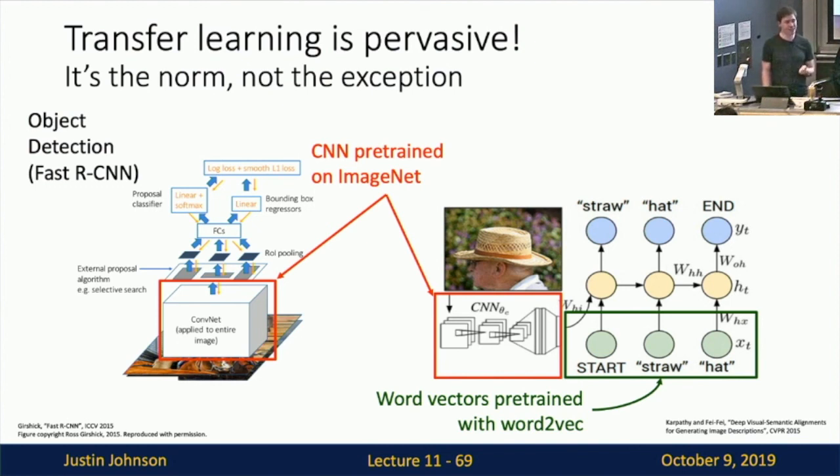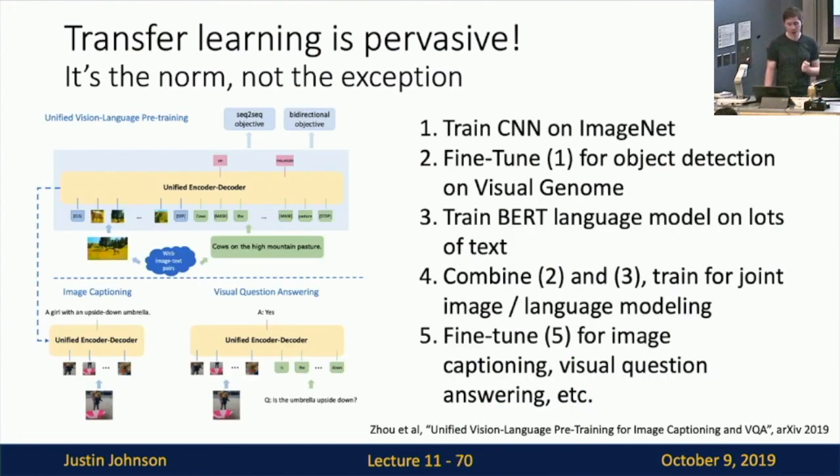A great recent example of this type of approach comes from a very recent paper from our very own GSI Luowei, where they, step 1, train a CNN on ImageNet, step 2, fine-tune that CNN for object detection on another data set called Visual Genome, step 3, train a language model called BERT on a different type of data set, the details of which are not important right now. Step 4, you combine the results of 2 and 3 and then fine-tune them for some kind of joint vision-language task. And then step 5, you fine-tune this eventual construction on your eventual downstream task, be it image captioning or visual question answering or some other downstream task.